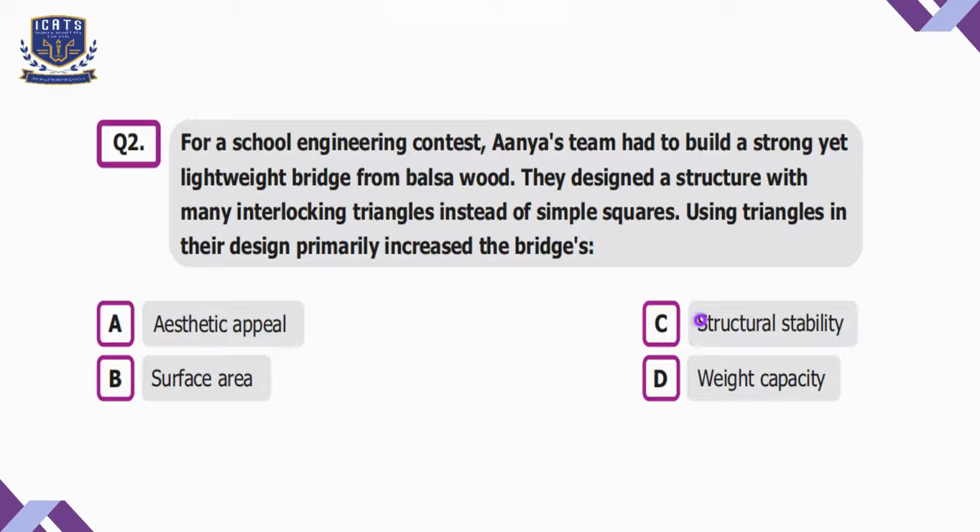Option C is structural stability, which is our correct option because triangles are rigid shapes that distribute forces evenly and prevent the structure from bending or collapsing under load. So that's why we'll select option C here. The last option is weight capacity. It may improve as a result of stability, but stability is the key factor here according to the question. So we will select option C.